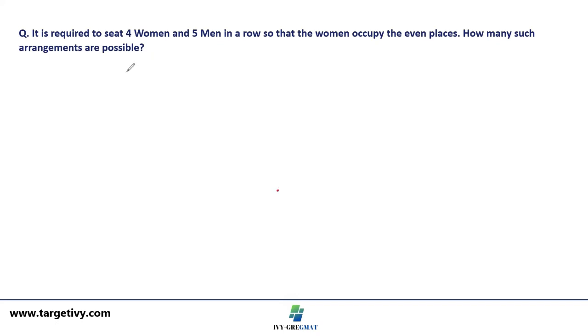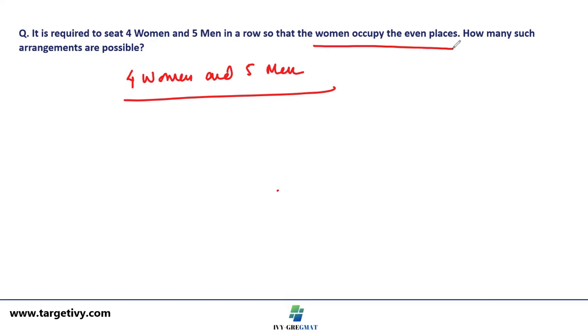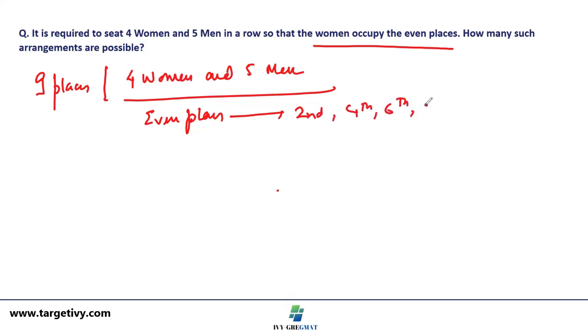You've got 4 women and 5 men, and they are to sit in a row such that the women occupy the even places. So we have got total how many seats? 9 persons are there, or 9 places are there, and the even places are to be occupied by women. So it will be the second place, the fourth, the sixth, and the eighth. These are women.